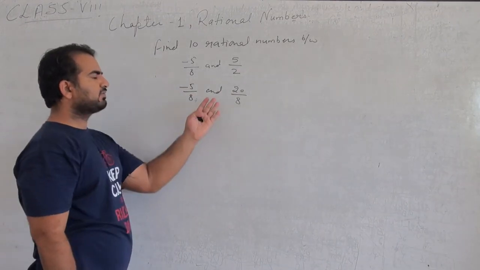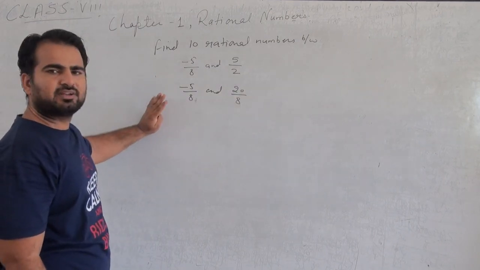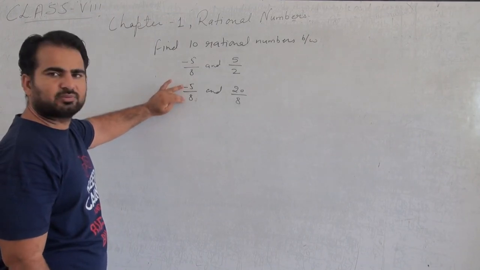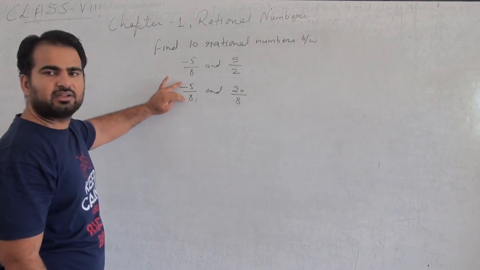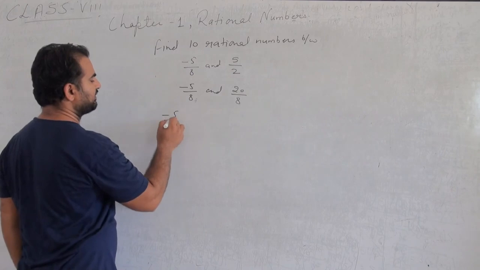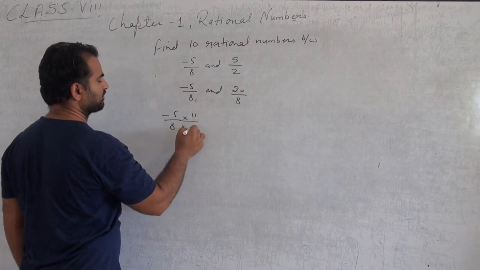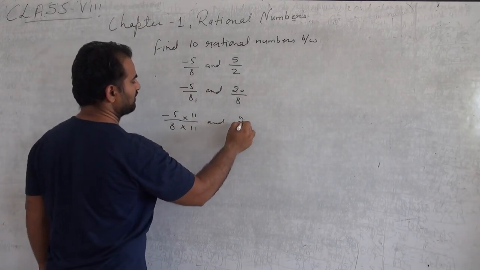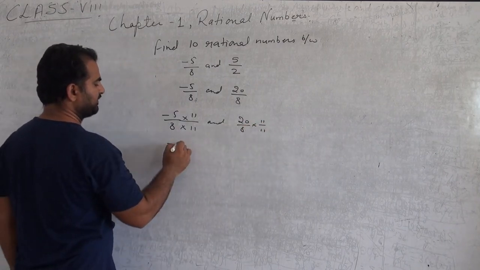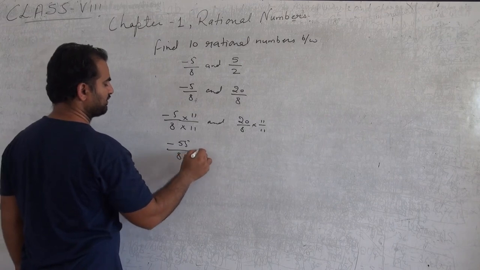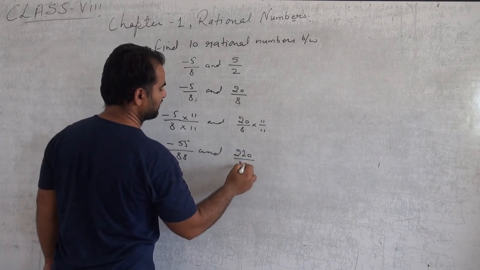Okay, now we have to find 10 rational numbers. So if we have to find 10 rational numbers, then multiply the numerator and the denominator by a number one more. So we will multiply it by 11 by 11. So it will be minus 5 by 8 multiplied by 11 upon 11 and 20 by 8 into 11 upon 11. It will be minus 55 upon 88 and 20 into 11 will be 220 upon 88.